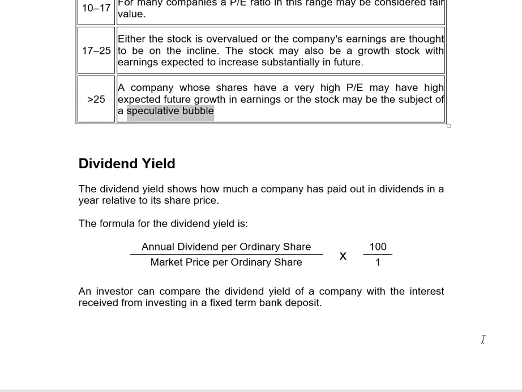For dividend yield, dividend yield basically measures how much a company has paid out in dividends relative to share price. So the formula for this is annual dividend per share divided by market price per share. Please note that we are only using ordinary shares because preference shares calculation is not required in the syllabus. So usually an investor compares the answer for this ratio together with interest from a bank deposit or even interest or dividend from other companies.